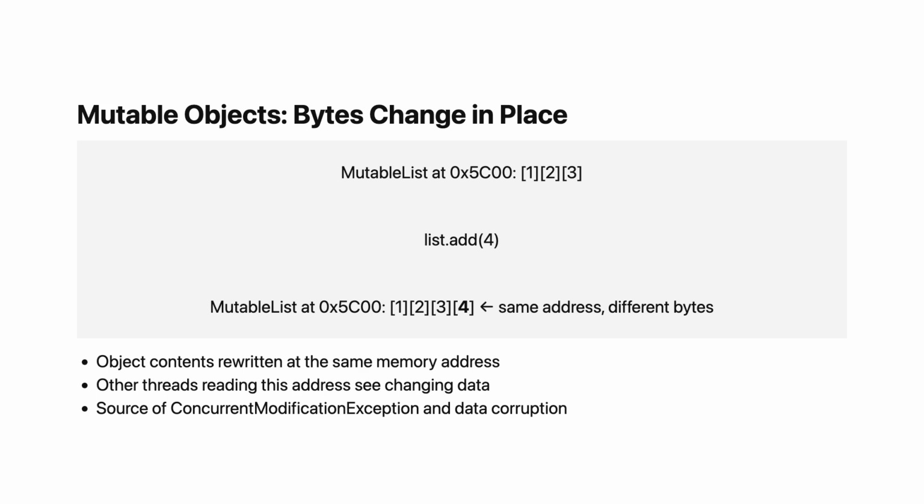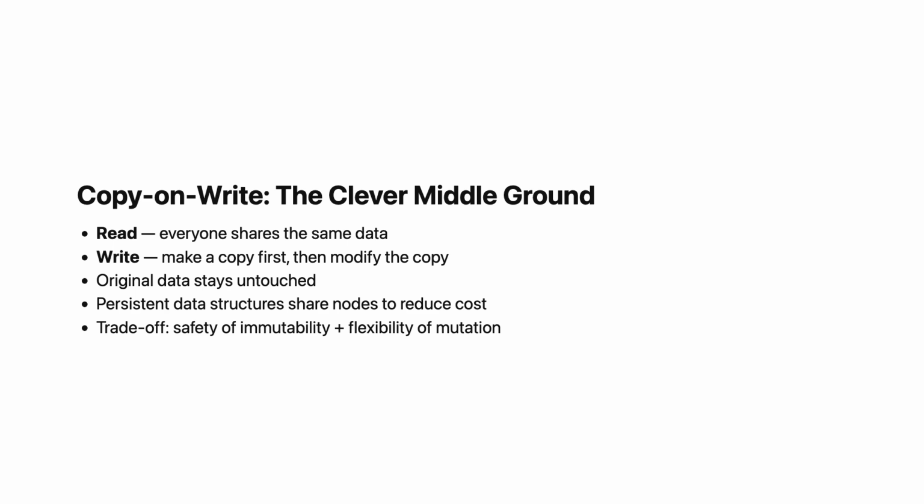There is an elegant technique that sits between fully mutable and fully immutable, and it is called copy on write. The idea is simple. Share a single copy of the data for as long as everyone is just reading it. But the moment someone wants to modify it, make a copy first, then modify the copy. The original stays untouched. You see this pattern everywhere. When you call toMutableList on a Kotlin list, you get a copy. The original list is unaffected. When you use persistentListOf from the kotlinx collections library, insertions and removals create new versions of the data structure while sharing most of the underlying nodes.